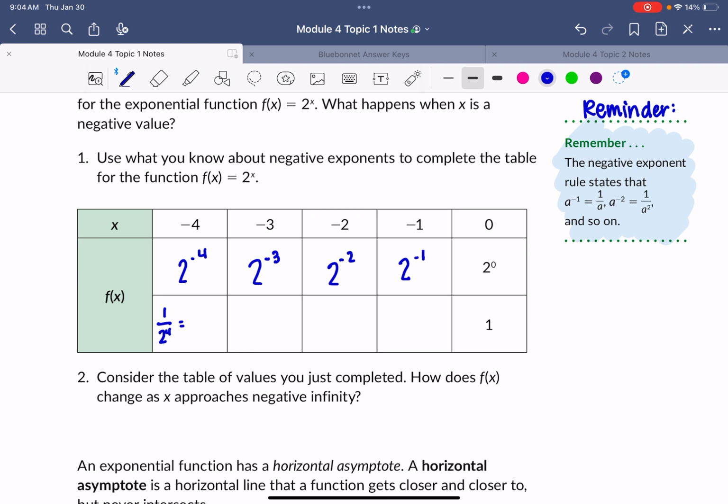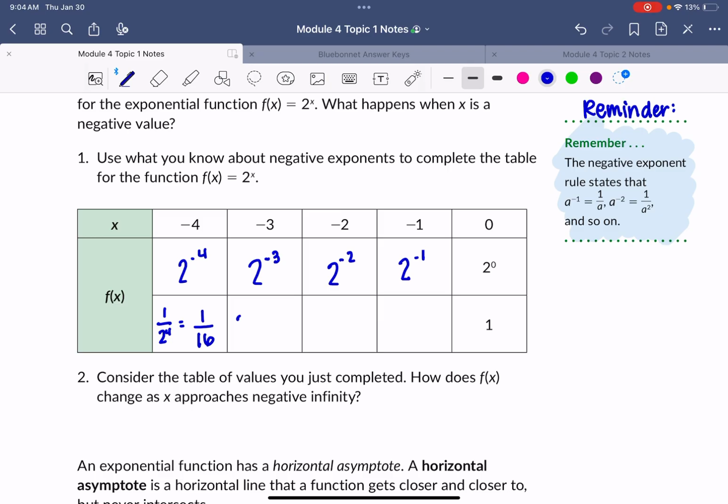So if you want to, you can pause this video, go grab yourself a calculator. That way you're able to do the calculations and figure out what they are. Also, it's probably good practice for you to learn how to use the calculator anyways. All right. 2 to the 4th power, though, is 16. So this fraction becomes 1 over 16.